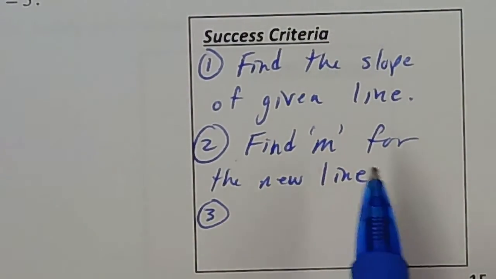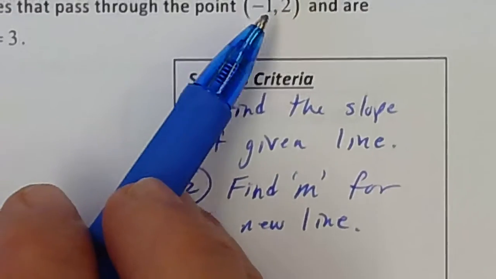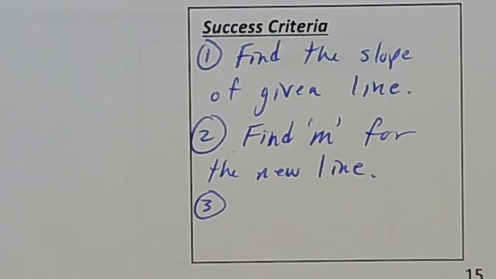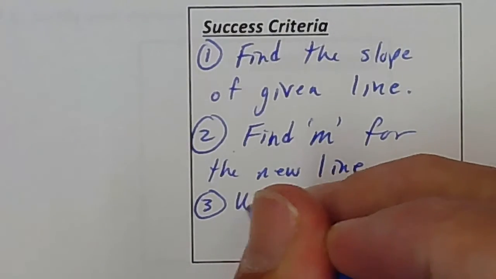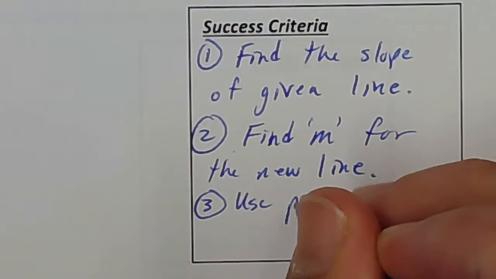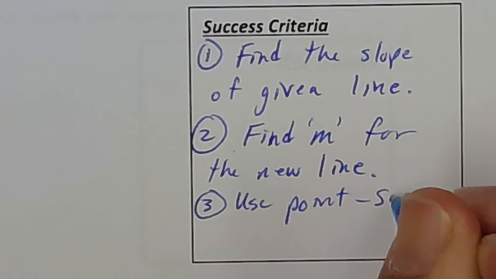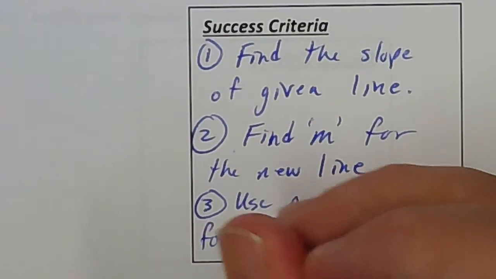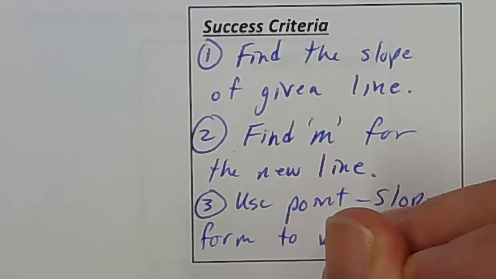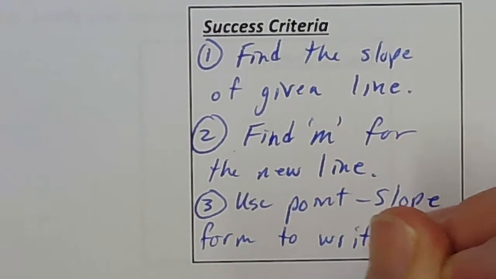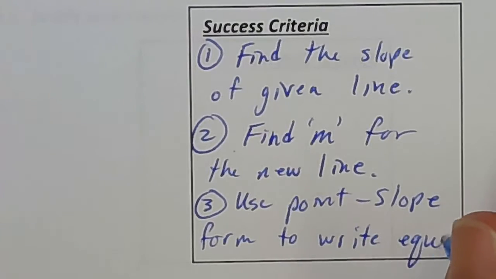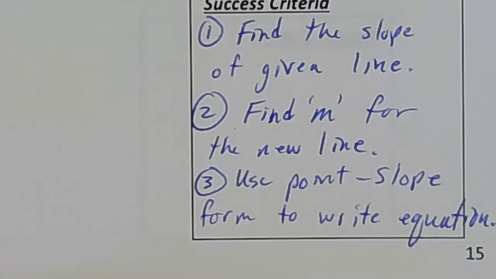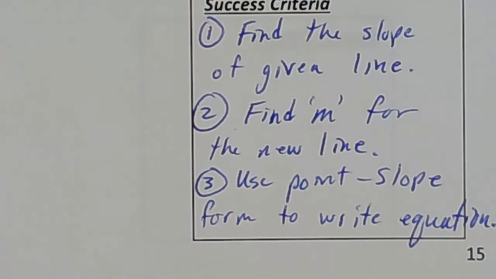We'll realize that we have a point that's given to us in the directions up above here, and we'll have the slope. So we want to use point slope form to write the equation.